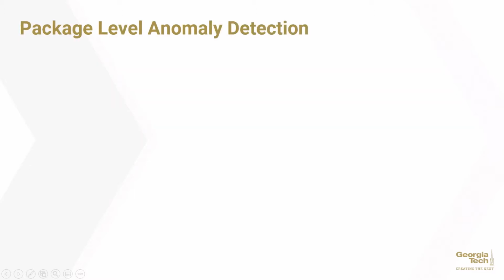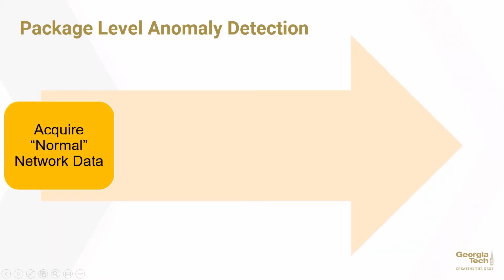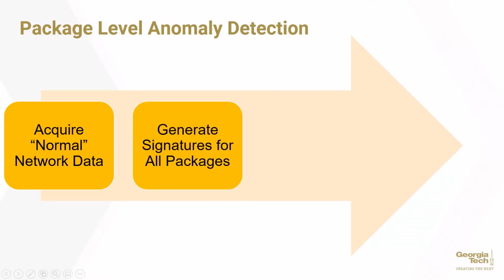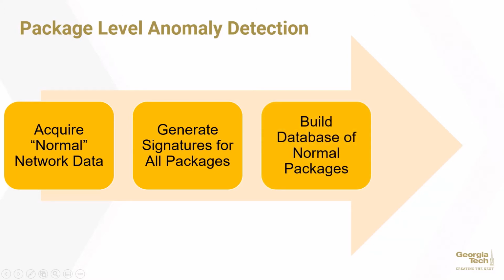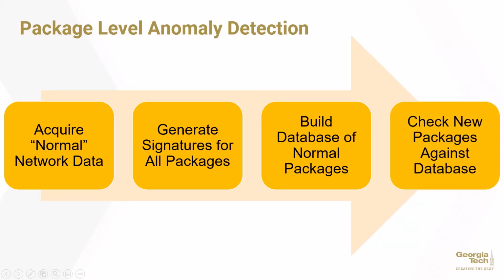So looking at the package level of this anomaly detection framework, it starts by collecting a data set of normal network data. And once that network data is acquired, then signatures are generated for each of the packages, and we'll touch a little bit more on what signatures are after this, but it's essentially a unique identifier for a package and a database of all those packages from the normal network traffic data set is built. And then when a new package comes in, it's checked whether or not that package is part of the database. And if it's not, it's considered to be an anomaly.